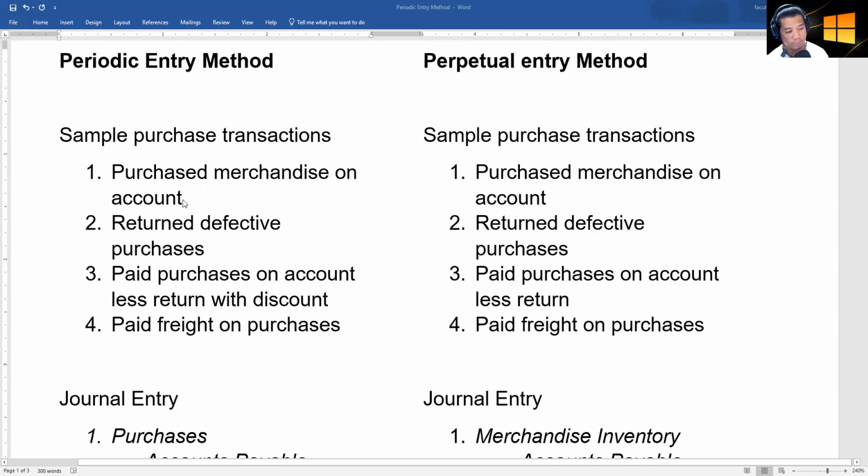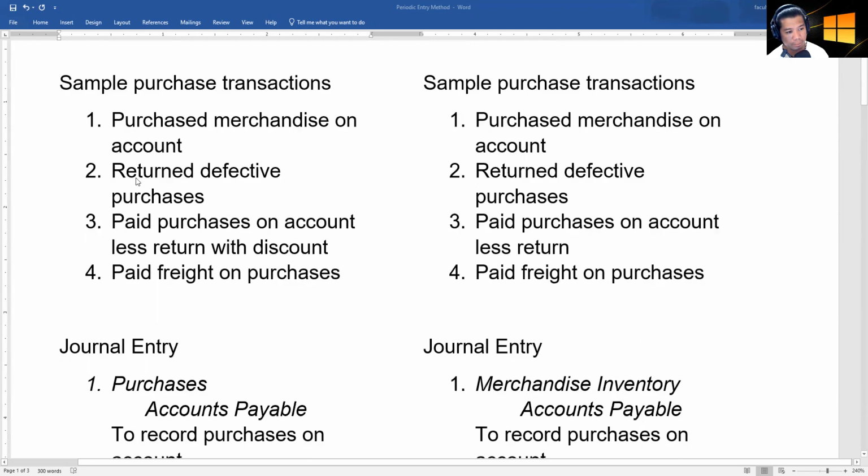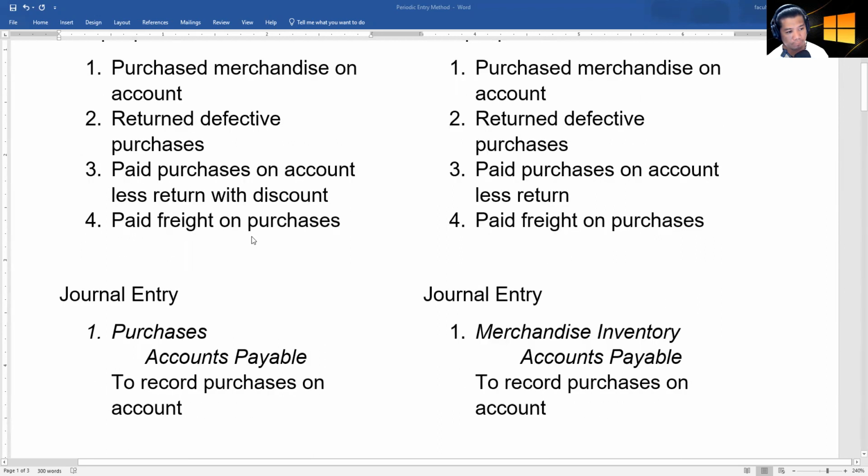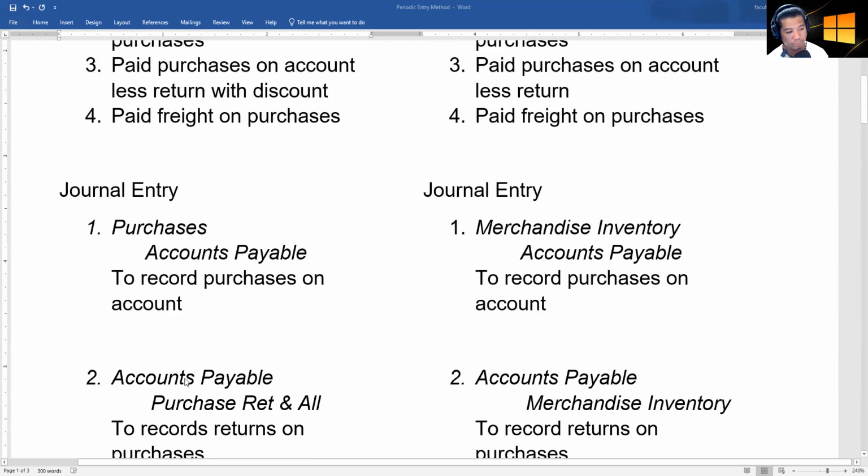So, with regard doon sa mga terms and conditions and mga discount period, hindi ko na yun binigay dito because I will make a separate video for that. So, sabi dito, return defective purchases. So, meron tayong entry dyan, accounts payable. Siyempre, ito po yung hindi niya binayaran, di ba? So, ibig sabihin, babawasan po yung accounts payable niya and yung product po na binalik, ang tawag po natin dyan is purchase returns and allowances.